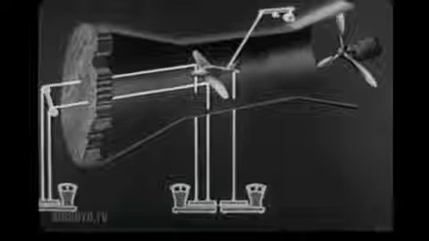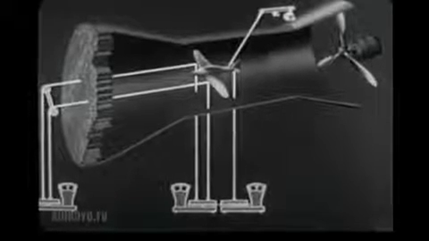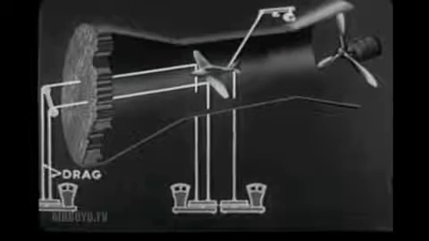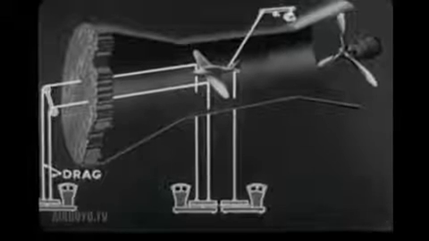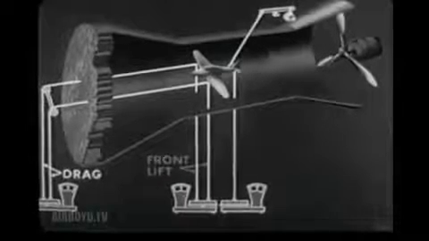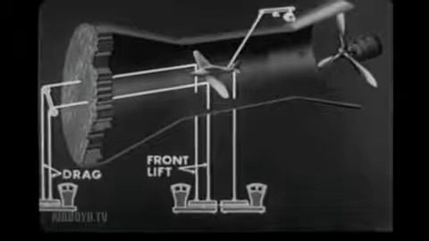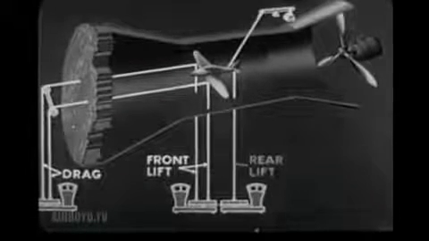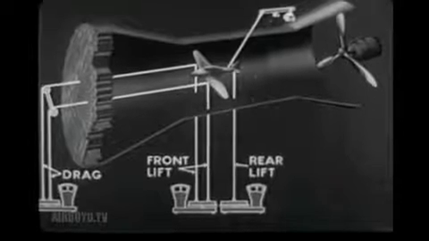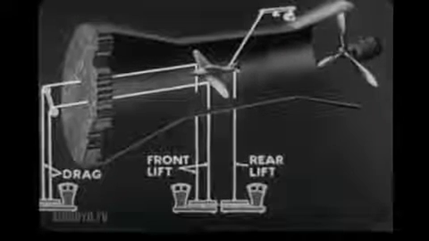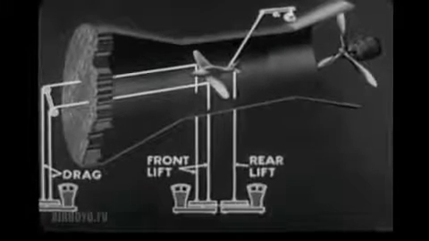With the air flowing at the desired velocity, drag force is exerted upon these wires. Front lift is measured as the actual lifting force upon these wires. Rear lift as the force upon this wire. Total lift is the sum of front and rear lift.